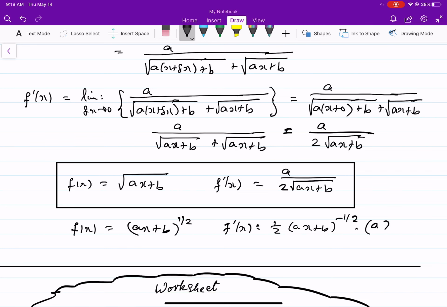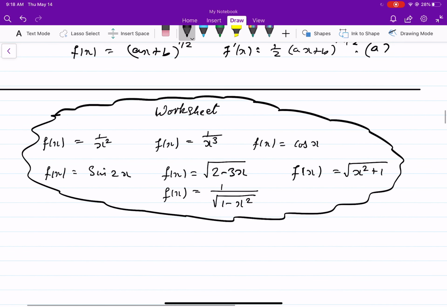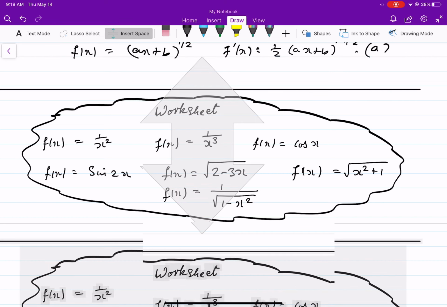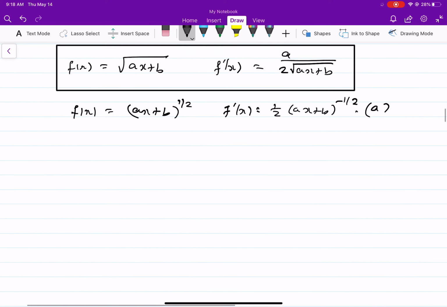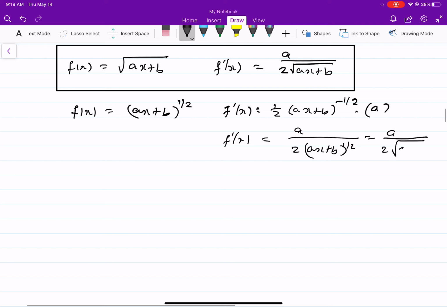Okay, 2 is already in my denominator. If I drop the ax plus b to the minus a half down to join it, the only thing that would be left on top is a, upon 2 times ax plus b to the half, positive a half. And of course, you can write that as a upon 2 times the root of ax plus b. So we're good.